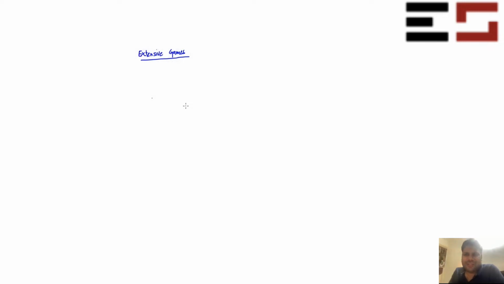So this is kind of a different game compared to the game that we studied in the last class. So how do you represent this type of game? We'll learn how to represent this game formally. We'll also learn how to represent this game in the form of a tree, like in a picture, and the formal definition of an extensive game.